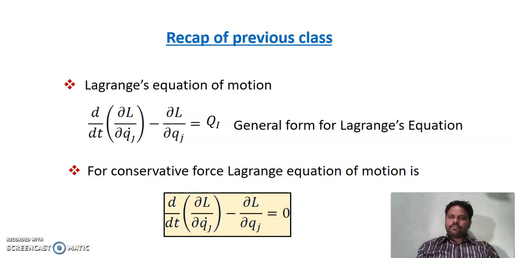So let's recap Lagrangian equations. You know that the Lagrangian equation of motion is given by d by dt of dou L by dou q dot j minus dou L by dou qj is equal to Qi, which is the general form of Lagrangian equation. For a conservative force, Qi is equal to 0. Then the Lagrangian equation of motion reduces to d by dt of dou L by dou q dot j minus dou L by dou qj is equal to 0.